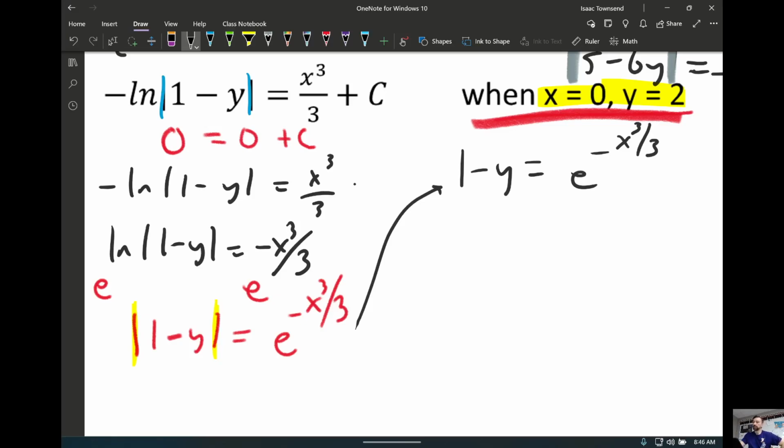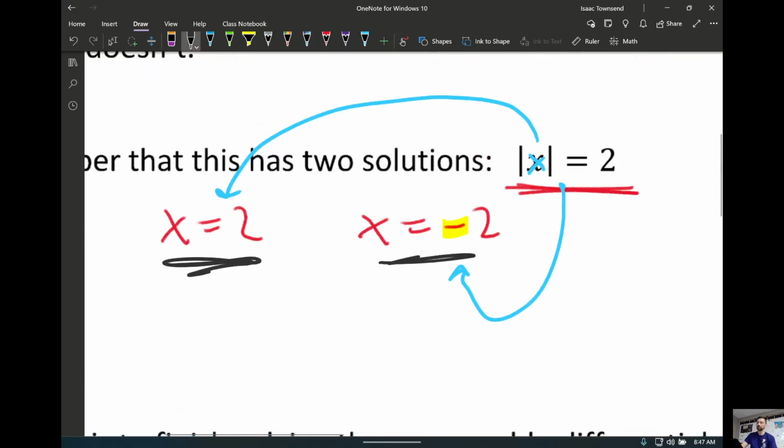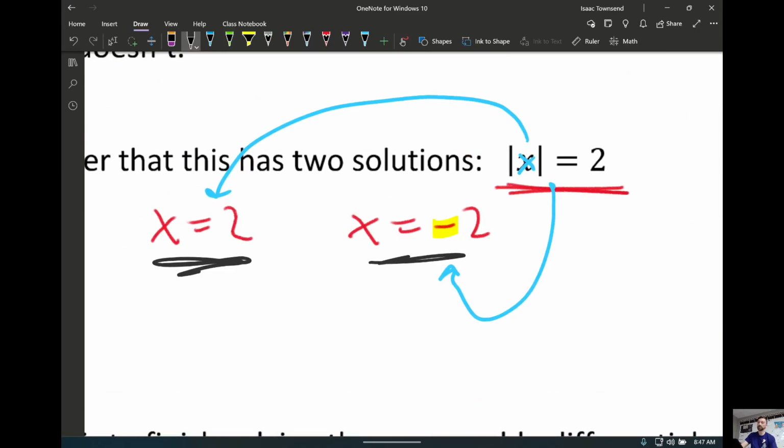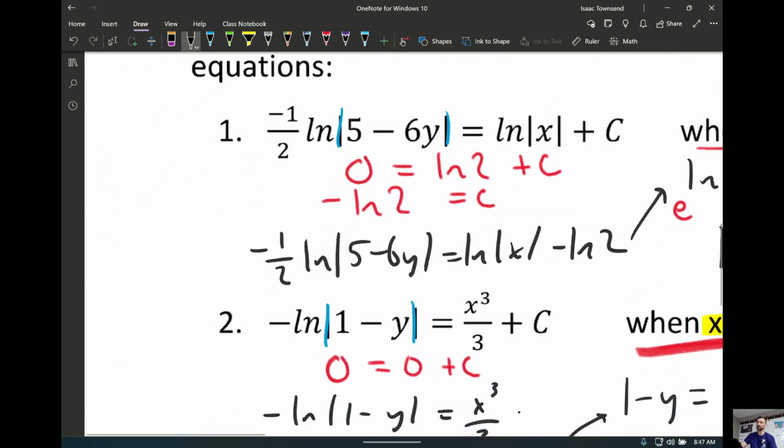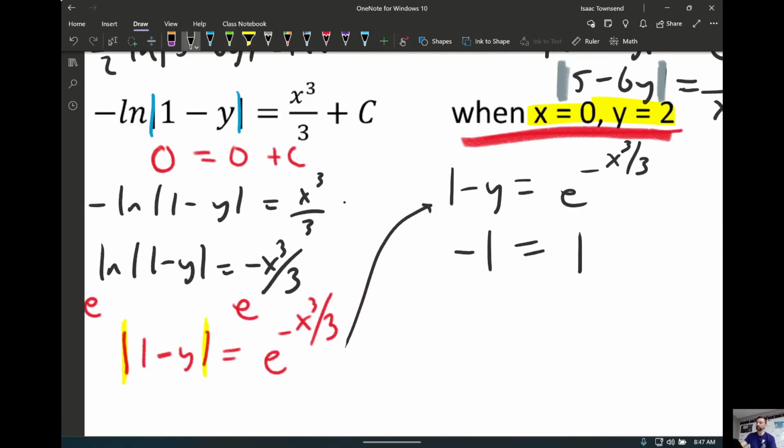So if I plug in 0 for x, all of this comes 0. Anything to the 0 power is 1. If I plug in 2 for y, this side becomes negative 1. So for this question, it looks like the stuff under the absolute value sign was not equal to the other side. It was equal to the opposite of the other side. Again, we know that that happens. It could be equal to the other side or equal to the opposite of the other side. So by plugging in 0, 2, I can see that it's not correct yet, but multiply this side by a negative, and now it is correct.